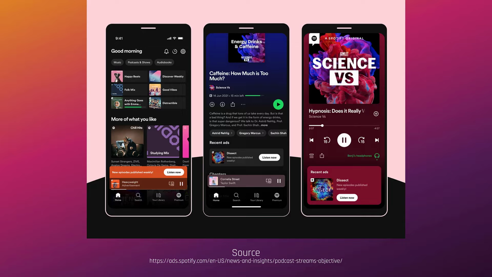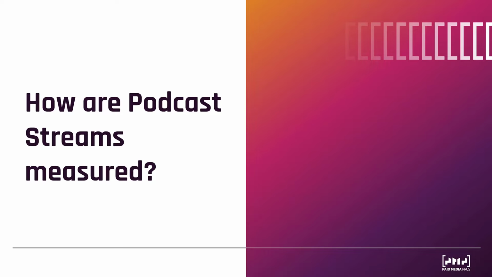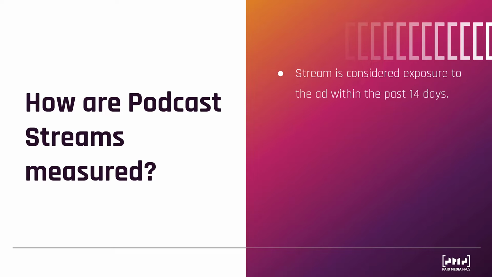Next, let's cover a few of the metrics as well as the specs needed to run a podcast stream campaign. First, we'll look at how podcast streams are measured. On Spotify, a stream is any exposure with your ad within the past 14 days or the past 2 weeks. Any exposure, whether it was visible in the now playing view, whether it was a full takeover, doesn't matter. It's all going to be considered the same as a stream for your ad.